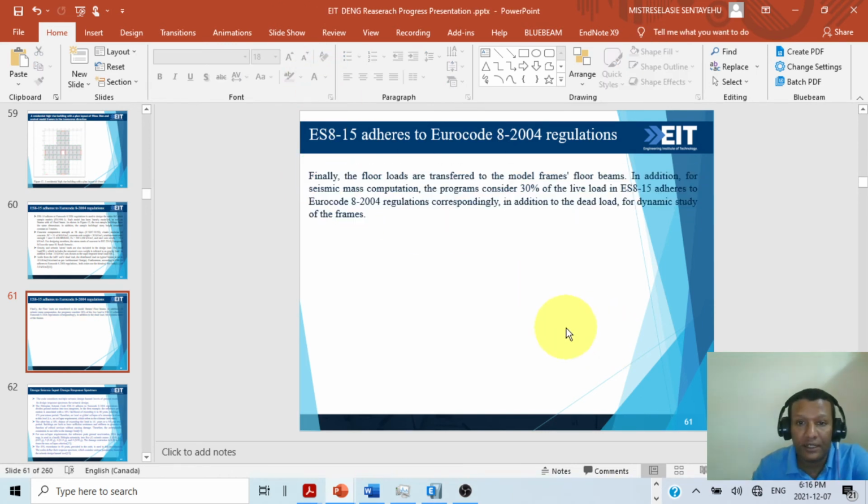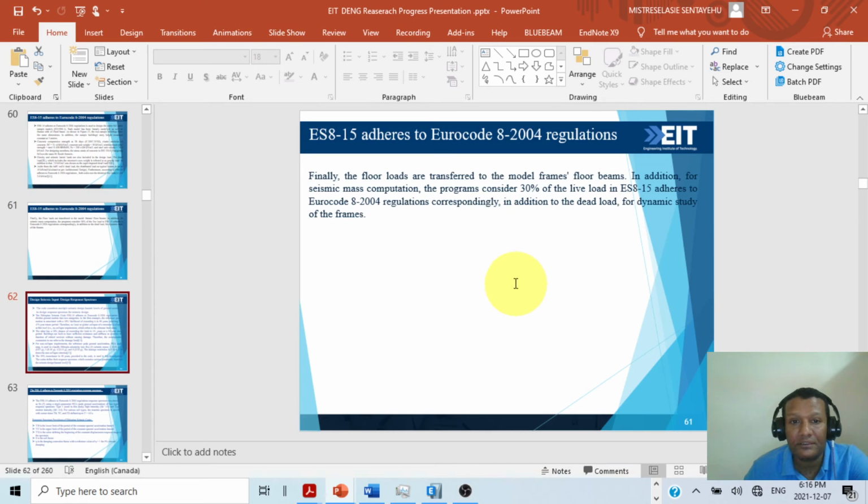the floor loads are transferred to the model frames, floor beams. In addition, for the seismic mass computation, the program considers 30% of the live load in ES 815 adheres to Eurocode 8 2004 regulation correspondingly, in addition to the dead load for dynamic study of the frames. This is a very important part.